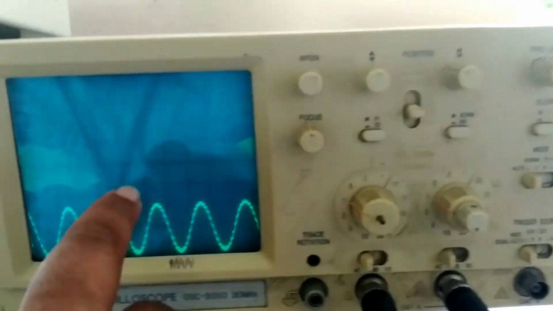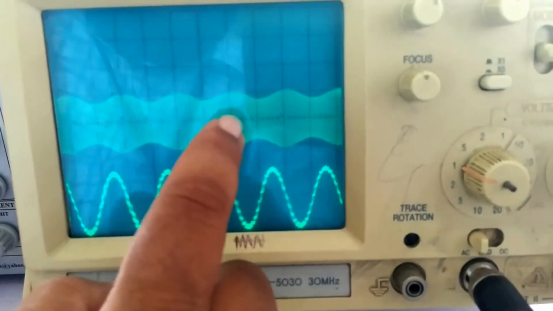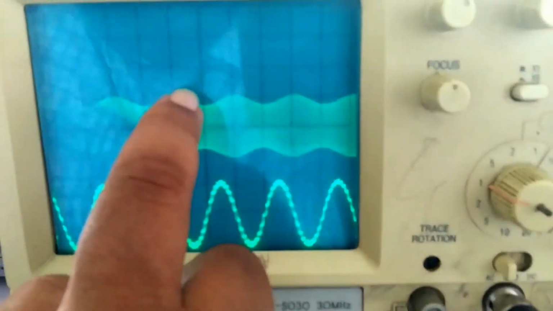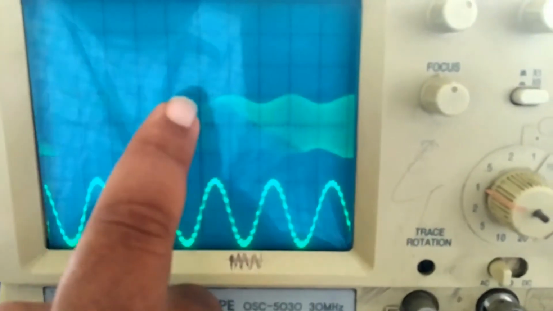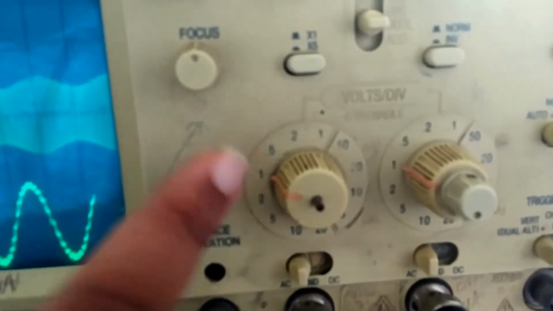And here you can observe the same thing. From this waveform, you can see the peak value occurs from the ground. You can see it is about 1.1 or like this. So now A maximum is 1.1 into volts per division 1. A maximum is 1.1 volts.